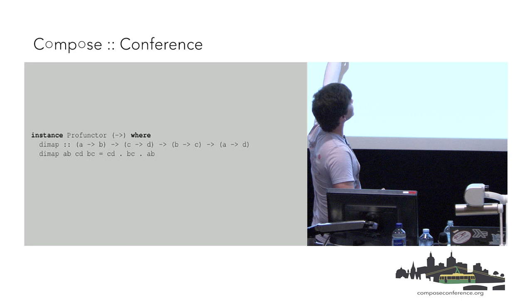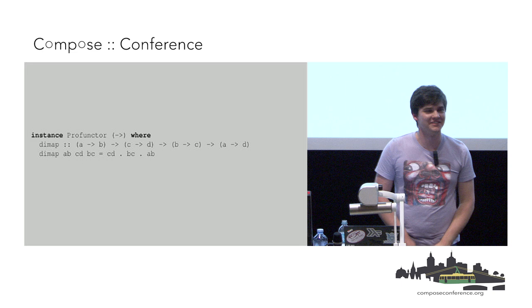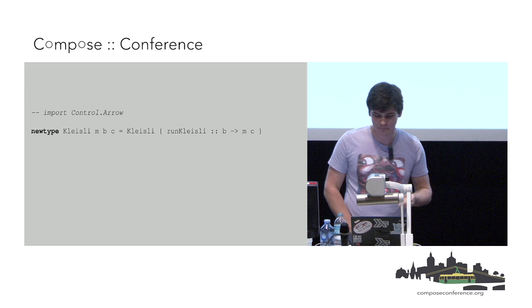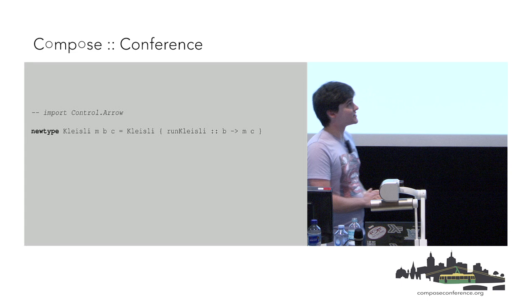Simple. That was easy. All right, what about some other profunctors, right? It can't just be function arrow. If there were an abstraction that only covered function arrow, we'd call it function, right? What are some other profunctors that come up? You might have come across this type, Kleisli, from Control.Arrow. So a Kleisli is a function-y thing that returns its result in some kind of monad.